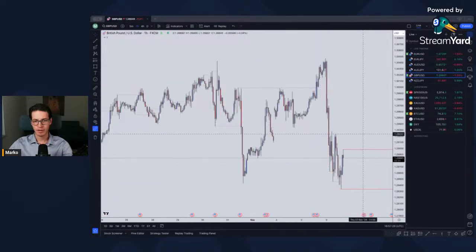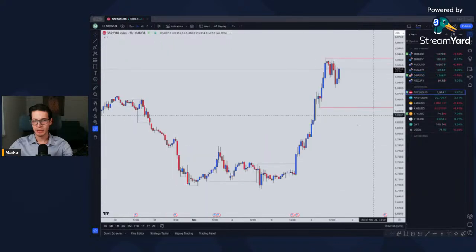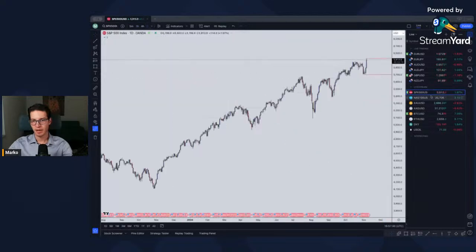Pound US dollar, I have a bullish bias as well. We have two bullish confluences: the descending channel and the major low takeout. S&P, I just like to keep an eye on it. It's crushing up. It's looking amazing. Pretty interesting. We can put in gold as well.